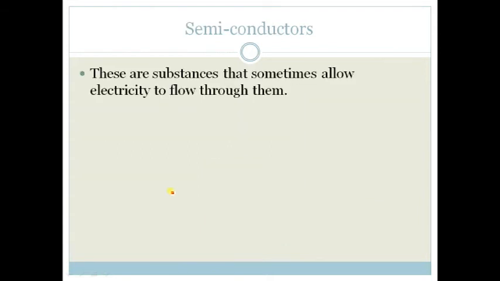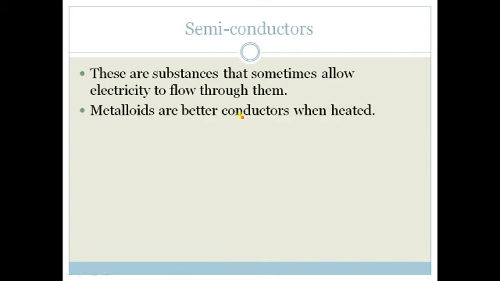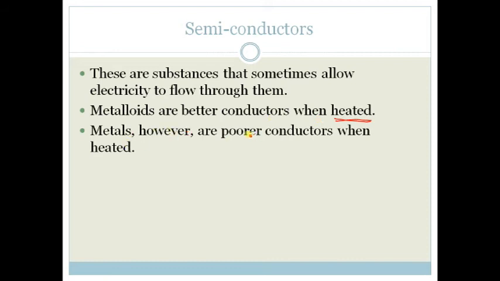Now let's look at semiconductors. These are substances that sometimes allow electricity to flow through them. Metalloids are better conductors when they are heated, which is strange because we know that metals are poorer conductors when they are heated. And that is because, remember, we had those little atoms? Now what happens is when they are heated, the atoms get a lot of energy, so they start jiggling around and they move about, and therefore it is very difficult for this little electron that's over here to jump to that atom over there. It actually has to wait for these atoms to get together again. So therefore metals are poorer conductors when heated, but metalloids, your semi-metals like silicon, are better conductors when heated.